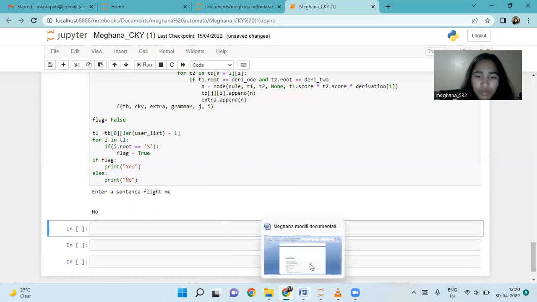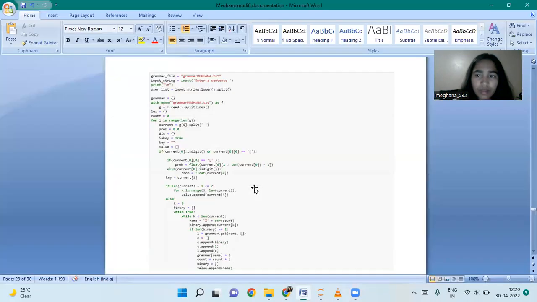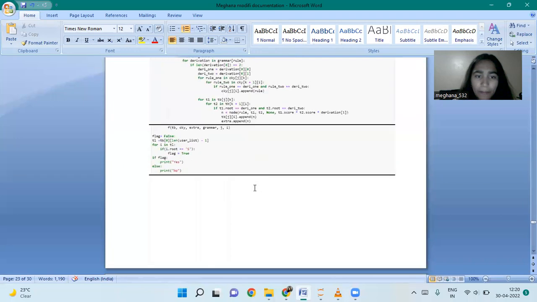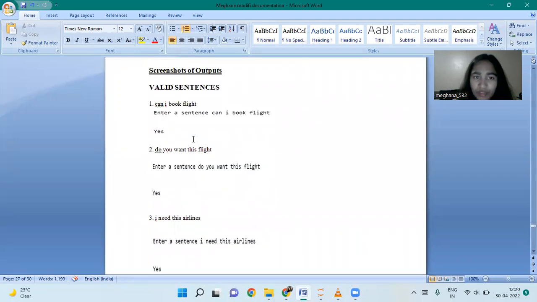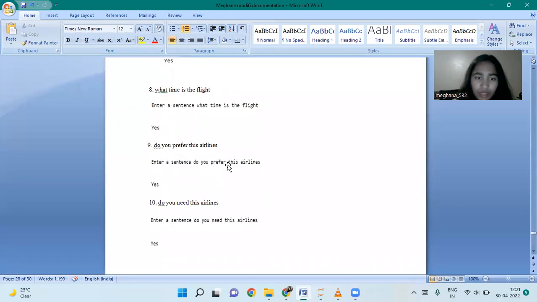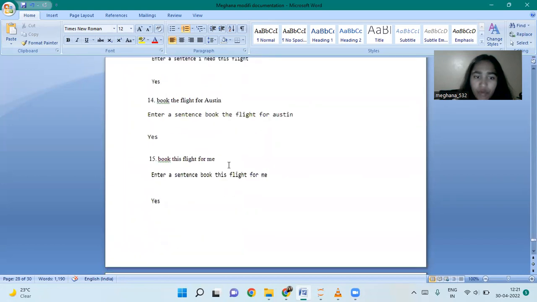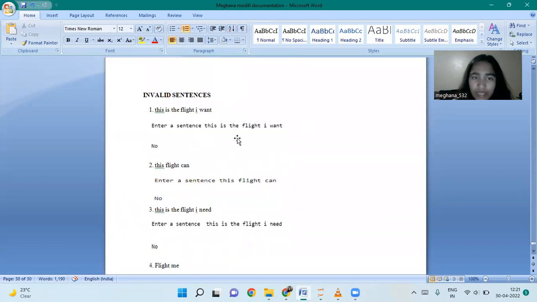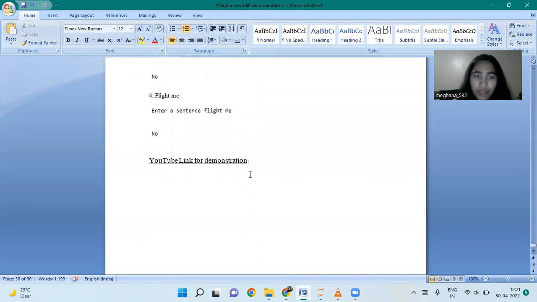Coming back to the documentation, I have shared the screenshots of all the valid sentences, like, can I book the flight? Yes. Do you want this flight? Yes. All the outputs we have got are screenshotted. I have also mentioned the invalid sentence outputs, like this is the flight I want, with the output no. As I have shown before, I have included all the screenshots here, and the video link of this demonstration will be displayed here.